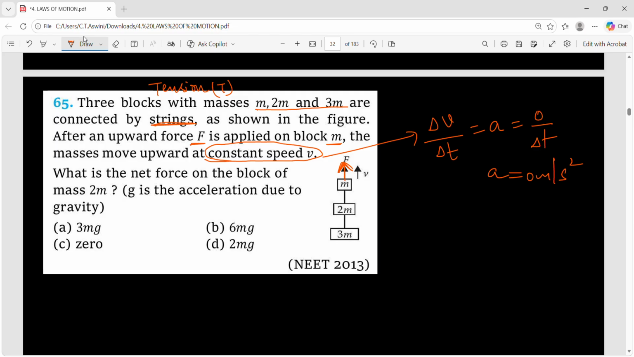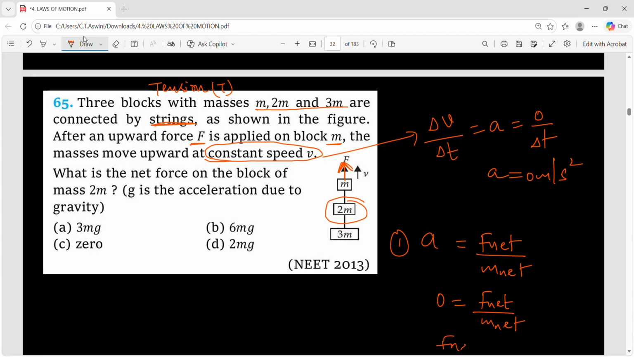What is the net force on the block of mass 2m? So you have to calculate the net force on the block of mass 2m. What is the acceleration formula that I told you? It's nothing but F net upon m net. So F net is 0 since A is 0. What is F net now? F net is 0. F equals ma, right? If A is 0, what is the net force? Net force is also 0.